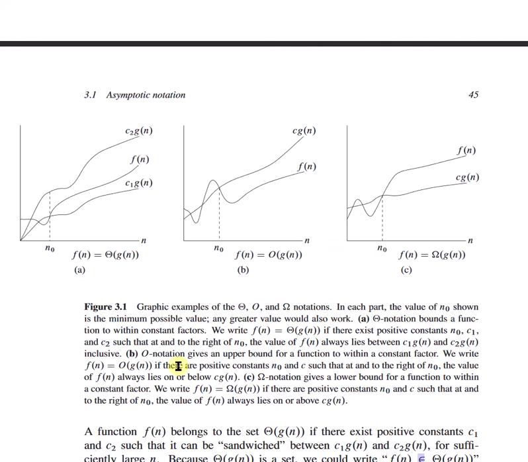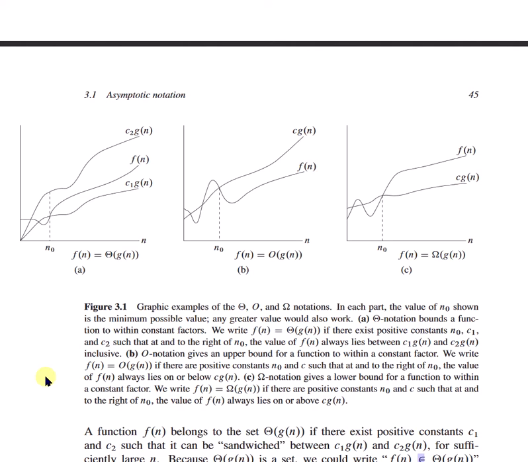The graphic examples of the theta, omega, and O notations. In each part, the value of n naught shown is the minimum possible value. Any greater value would work. So theta notation bounds a function to within constant factors.